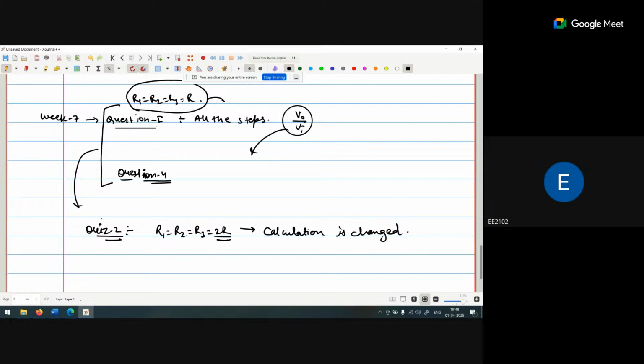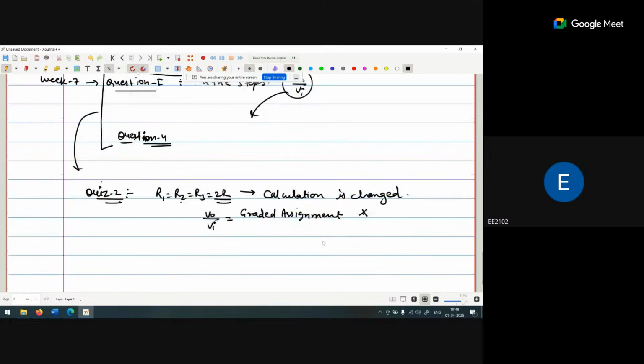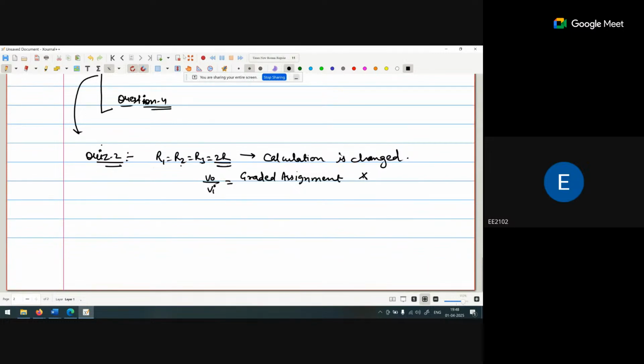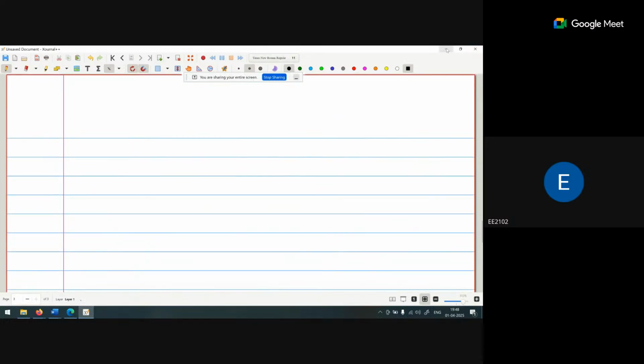Now you are using the same formula V naught upon Vi from my graded assignment, but that is wrong. Why? Because now R1 equal to R2 equal to R3 equal to 2R, so the V naught upon Vi formula is completely changed. It is not similar to the graded assignment. You put the value of R4 and calculate it using the same formula, but it is not the same V naught upon Vi formula. So this is the problem that you are facing.